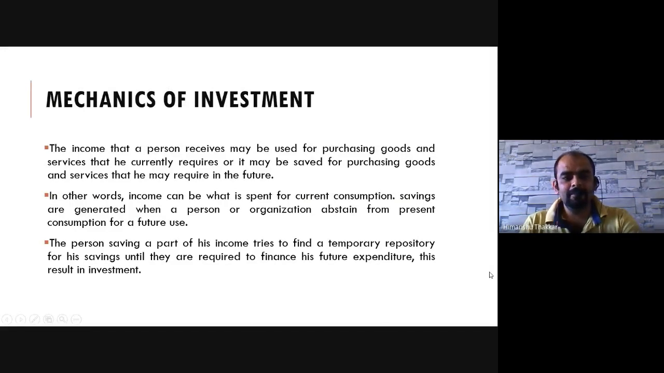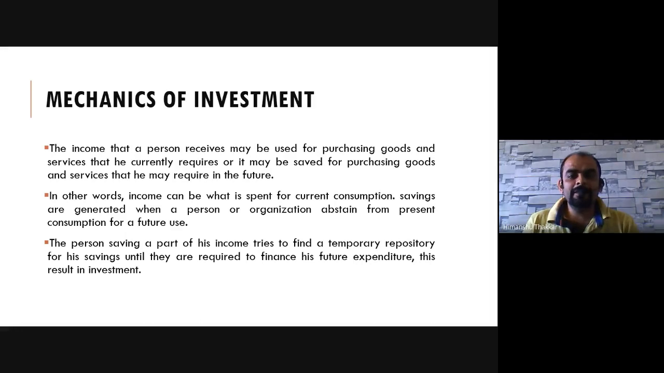Start with the basics. So what is investment? The income that a person receives may be used for purchasing goods and services that he or she currently requires, or it may be saved for purchasing goods and services that he or she may require in the future. Now this is quite obvious. When you earn income, you basically spend money for purchasing goods and services that you want, or in case you don't have money, or you plan that you want certain goods and services to be purchased in future, then in that case you keep the money aside, right?